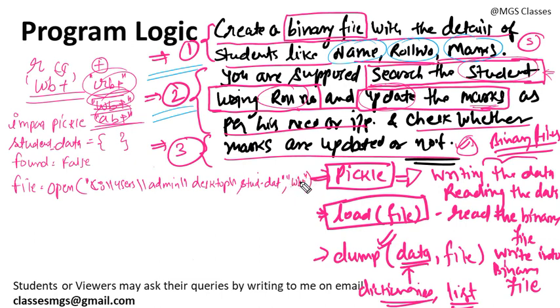So I have passed wb+. wb+ means write and read both modes, both operations allowed using this file pointer. That's why I have opened this in the write binary mode, because I need to read the file also, to check for the searching and update the same file for the updation of the marks. Okay, for that purpose I have used this.